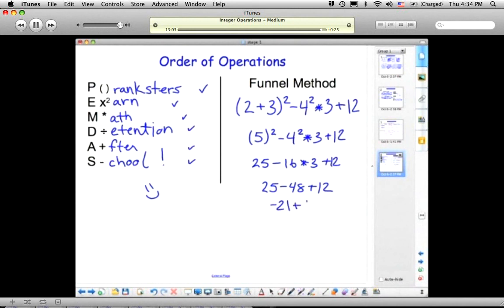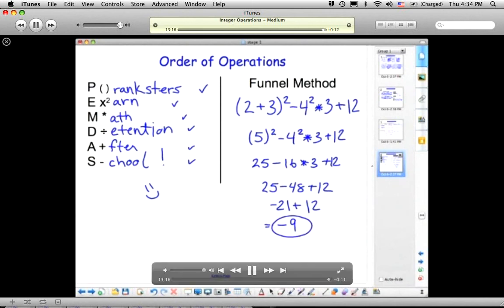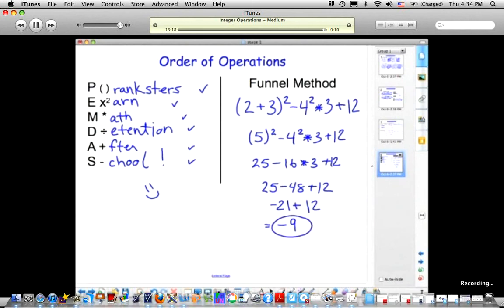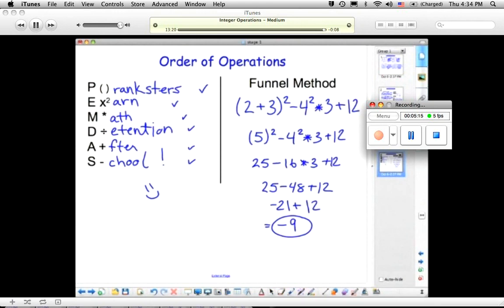And since addition and subtraction are on the same level, we're just going to do those steps from left to right, just like you would read. So 25 minus 48 is equal to negative 21, plus 12 gives us negative 9. And if you have an issue regarding the positives and negatives, you can check back in the last section of these notes, which shows you when you have a positive solution and when you have a negative solution.